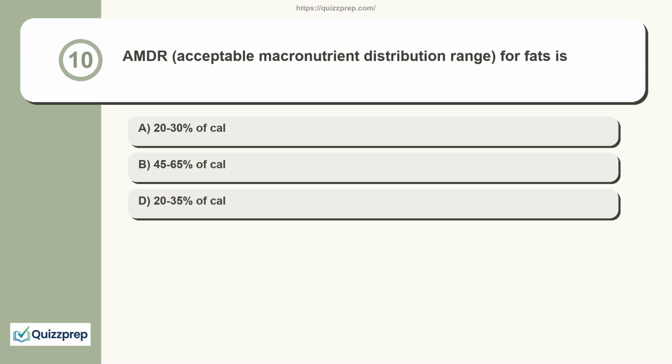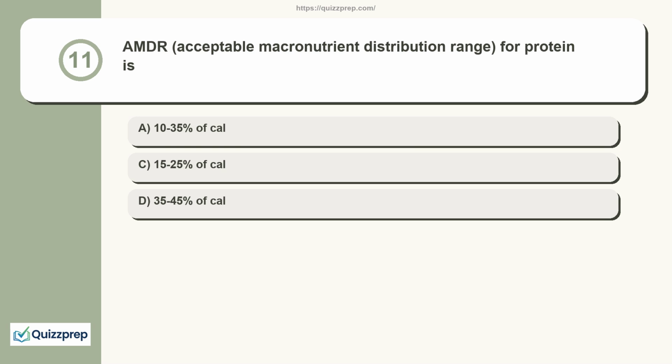Question 10. AMDR, acceptable macronutrient distribution range, for fats is 20 to 30% of Cal, 45 to 65% of Cal, 20 to 35% of Cal. Question 11. AMDR, acceptable macronutrient distribution range, for protein is 10 to 35% of Cal, 15 to 25% of Cal, 35 to 45% of Cal.